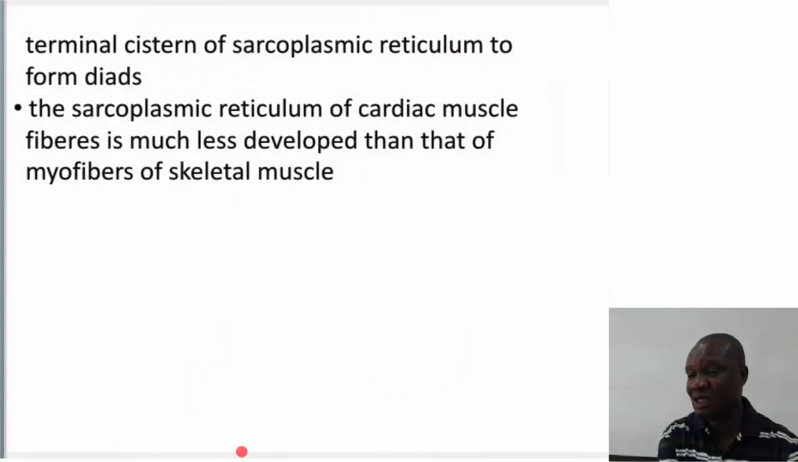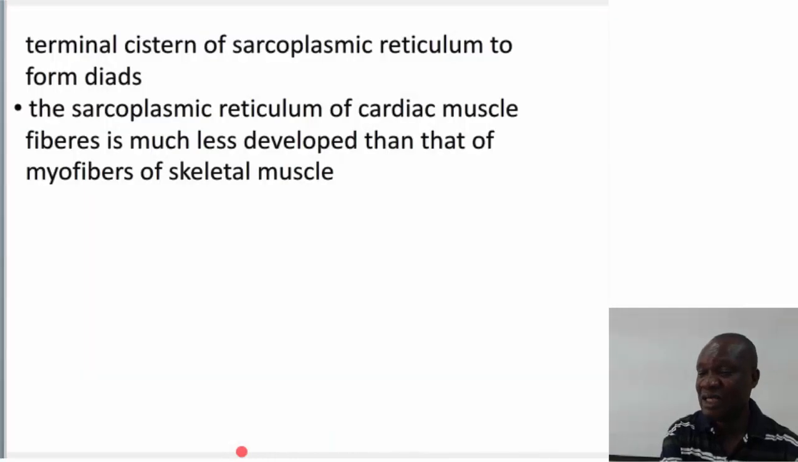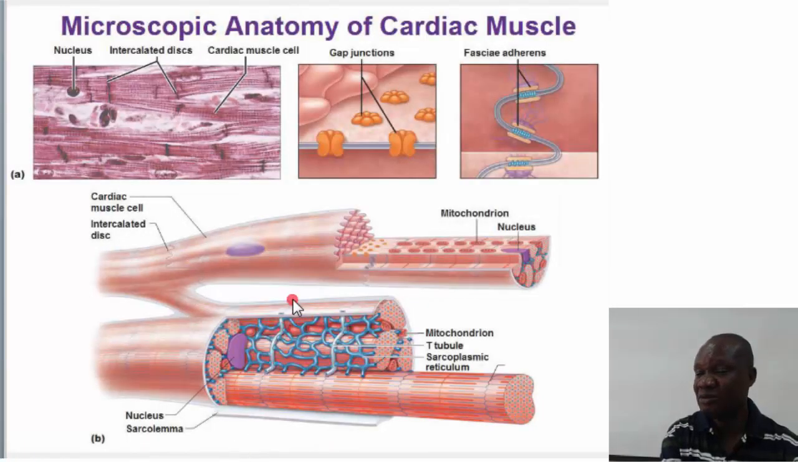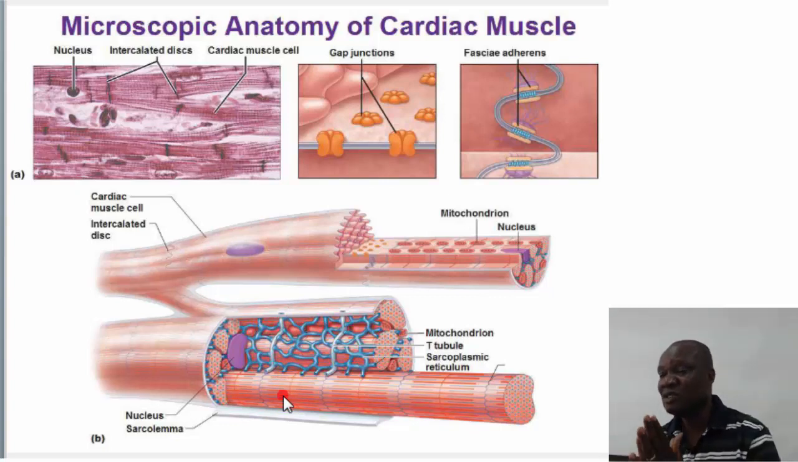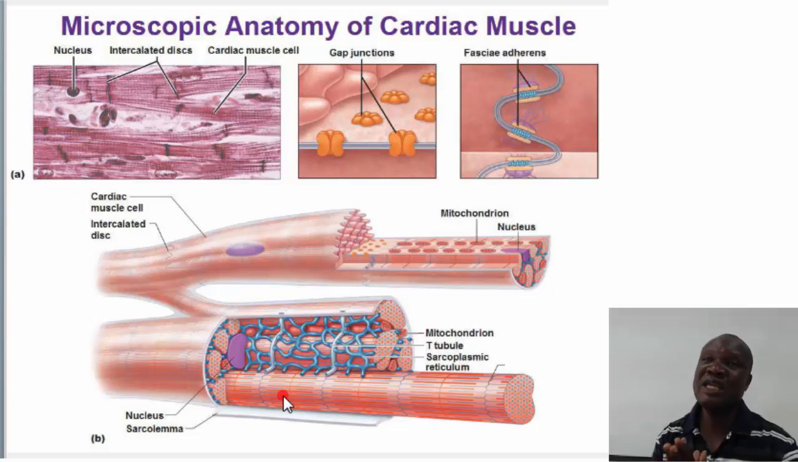So these are some characteristics of the skeletal muscle. Now the T-tubules in the cardiac muscle are found close to the Z line, and for each sarcomere there's a single dyad. Now the dyad is an interaction between the terminal system and the T-tubules. We saw that in the skeletal muscle, we have a T-tubule that is sandwiched between two terminal systems to form a triad.